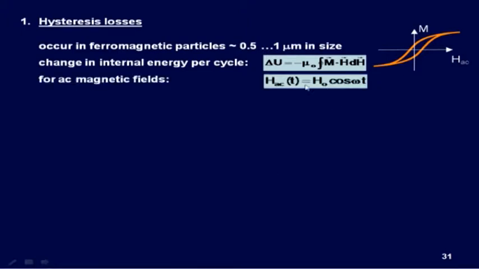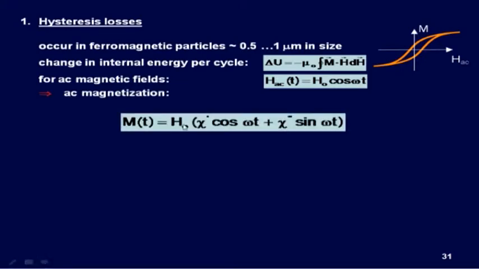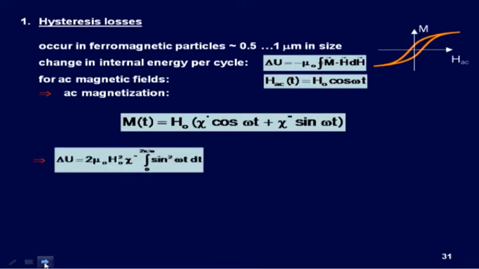If I have an AC magnetic field, then I can write it as H naught, which is the amplitude, times cosine omega t, where omega is the frequency of the field. In this case, the magnetization can be written as H naught times chi prime cosine omega t plus chi double prime sine omega t. Here chi prime and chi double prime are the in-phase and out-of-phase parts of the magnetic susceptibility.